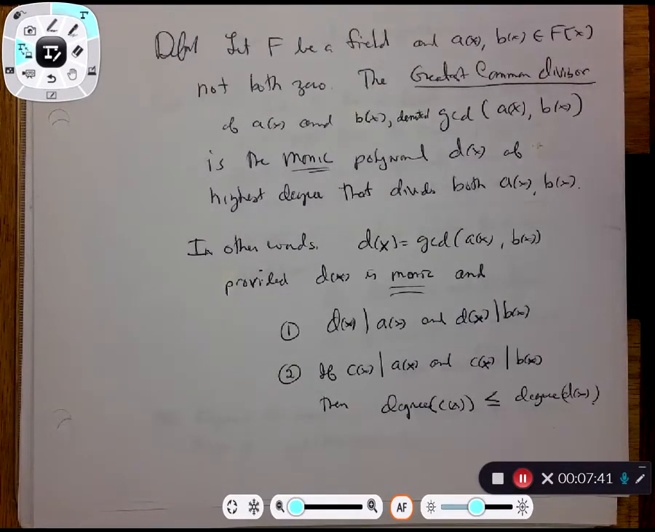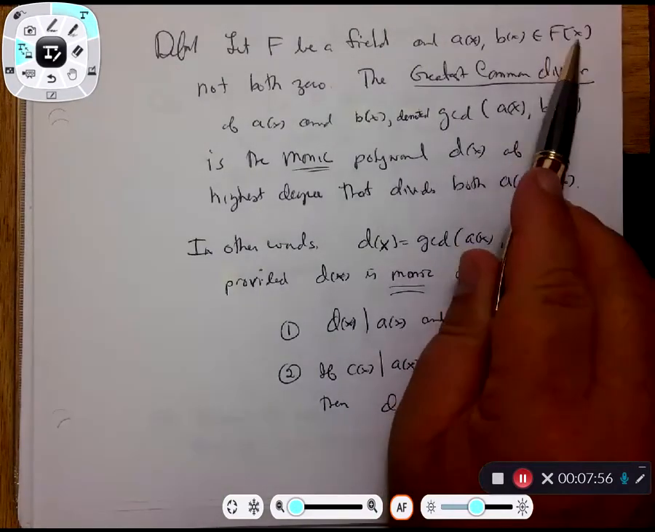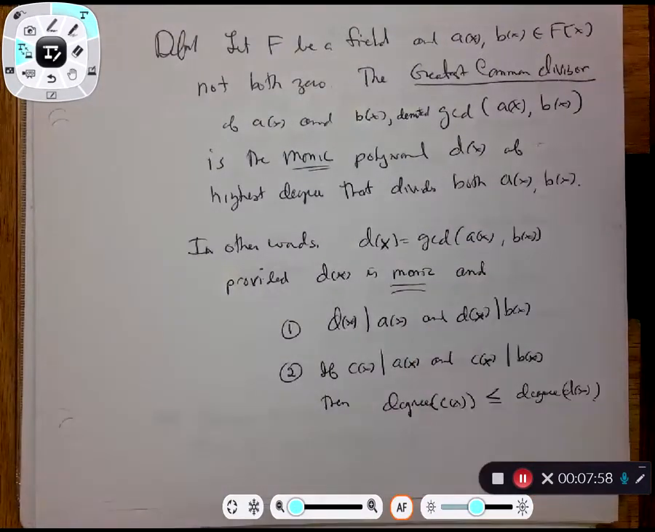But remember, to have a GCD, you got to make sure the polynomial is monic. The leading coefficient is going to be 1. And if it's not 1, just multiply by the inverse of whatever that leading coefficient is, because remember, you're an element of F adjoined x because you have a field, so every non-zero element is going to have a unit. That constant unit that you multiply the entire polynomial through by will make the polynomial monic, and that will make it a GCD.